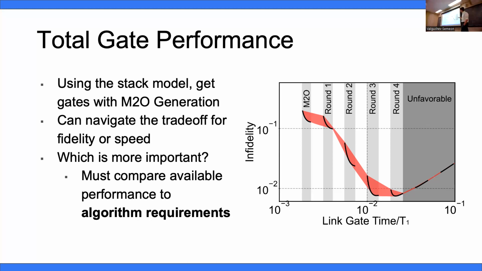What's more interesting, though, is as you go to higher and higher rounds, this curve moves to the right and down. So I am increasing my link gate time. That's bad, but I'm decreasing my infidelity. That's good. This is a sort of trade-off you pay no matter what you do.